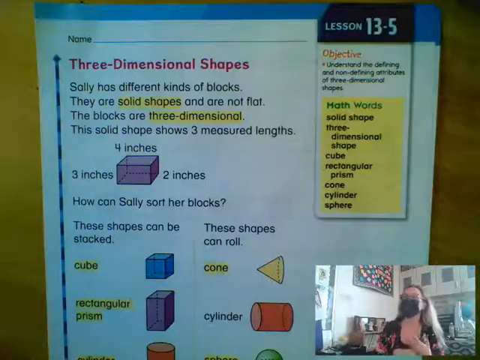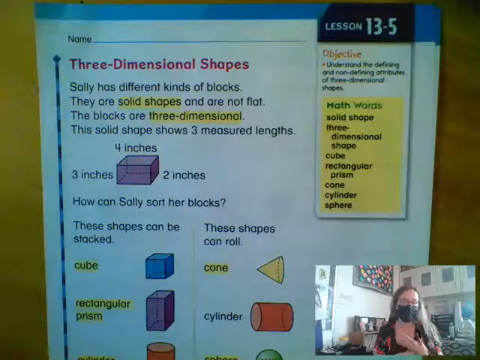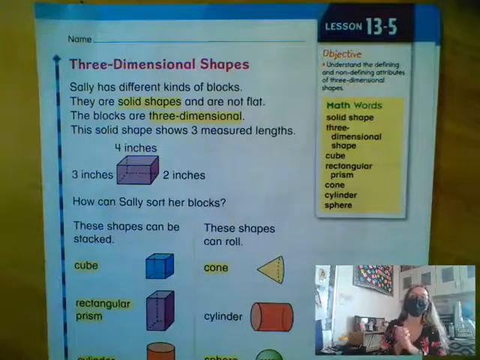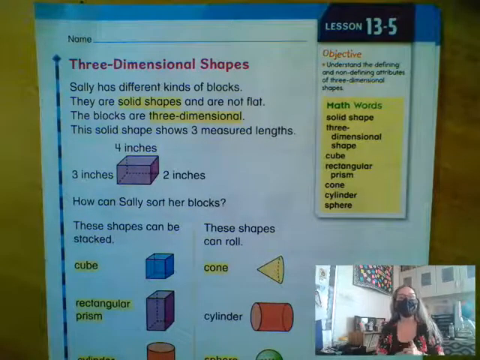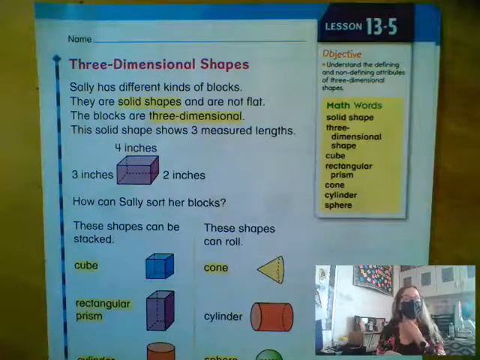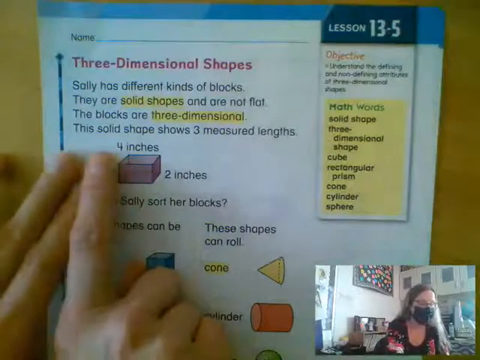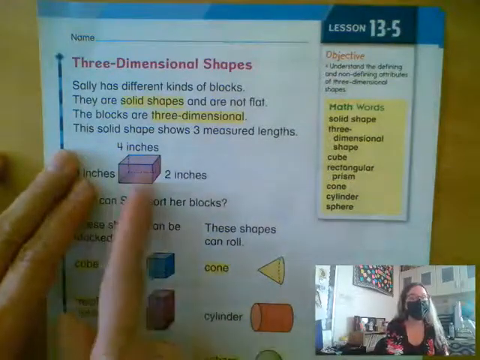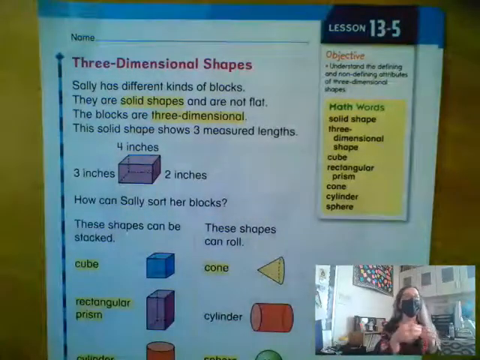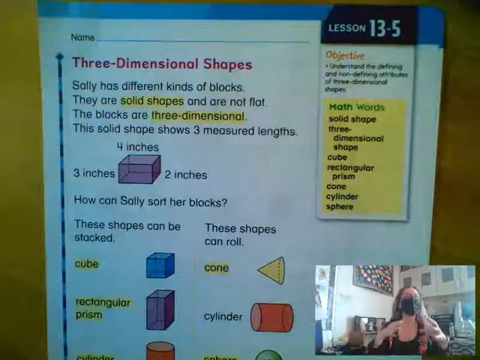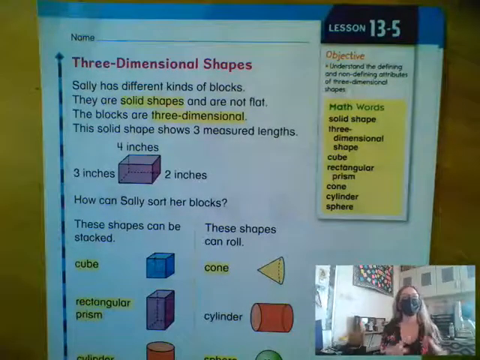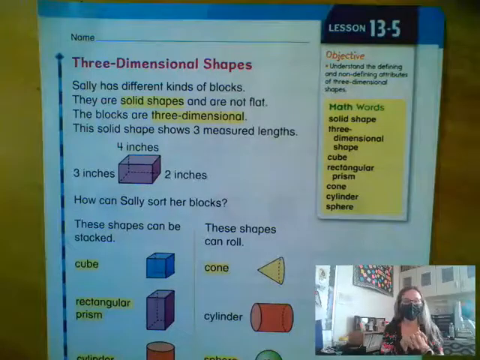Today we are going to start working on three-dimensional shapes. We will see that three-dimensional shapes are solid shapes that actually have three measurements. So we can measure how tall they are, how wide they are, and how deep they are. So it gives us that third measurement. Your 3D shapes are like your solid real-life shapes that you can pick up and hold on to.